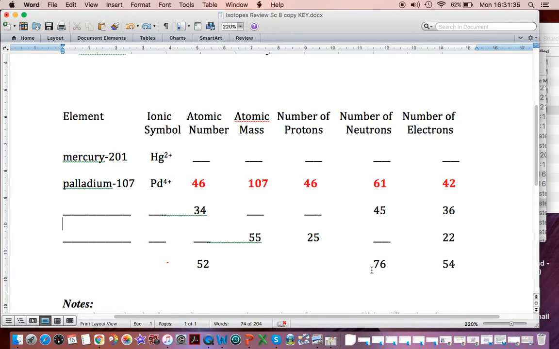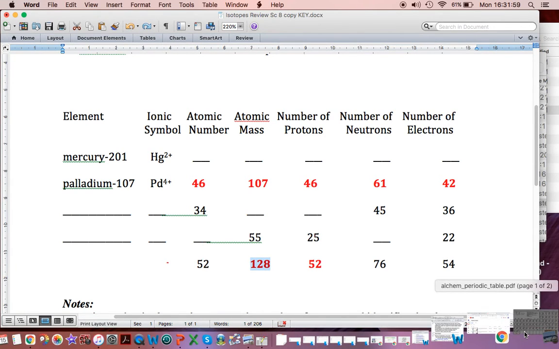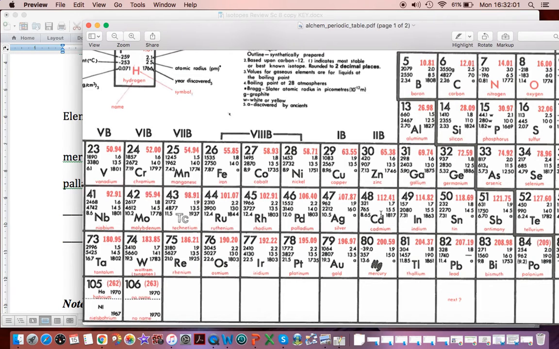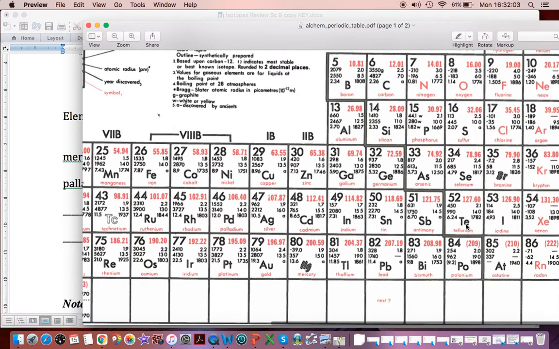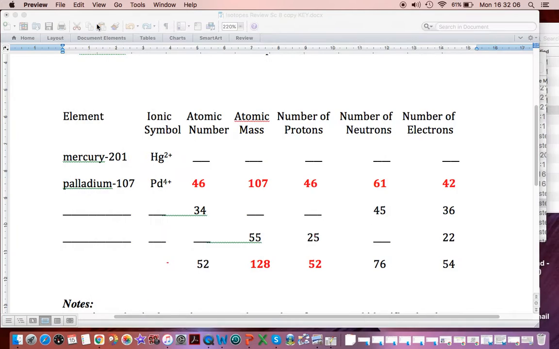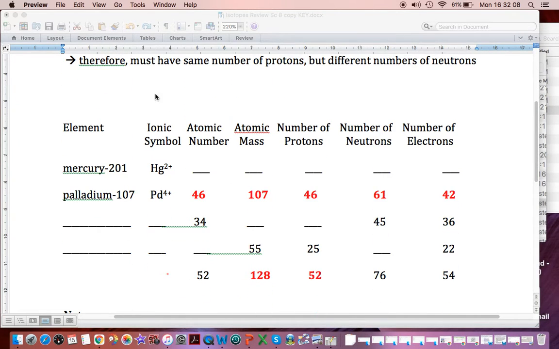The next one's a little bit different. And what we see here is we have a 52 there, atomic number, so I know my number of protons has to equal that. So I put a 52. Then I say, hey, 52 plus 76. I add those, that'll give me my mass. So that's where the 128 comes from. Now, once I know it's 52, I go to my periodic table. On my periodic table, I see at 52 is tellurium. So I'm going to write down tellurium here.